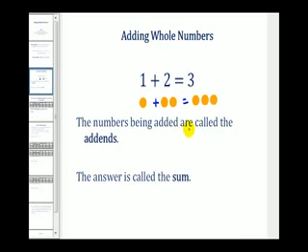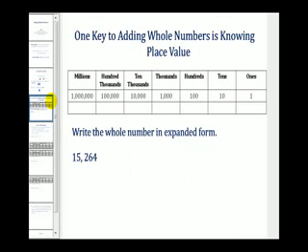The numbers being added are called the addends. So in this case, the addends would be 1 and 2, and the answer is called the sum. So in this problem, 3 is the sum. Now, one key to adding whole numbers is knowing place value.